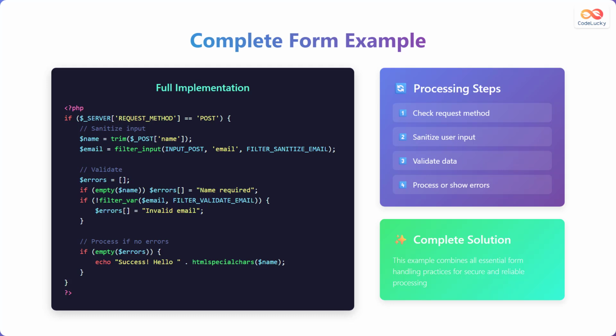Let's put everything together in a complete form example. In this implementation, we first check if the request method is post. If it is, we proceed to sanitize the name and email inputs using the trim and filter_input functions. Next, we validate the data to ensure that the name is not empty and that the email is in a valid format. Finally, if there are no errors, we process the data and display a success message. In order to build a secure and reliable form, remember to check the request method, sanitize user input, validate the data, and process it or show errors accordingly.